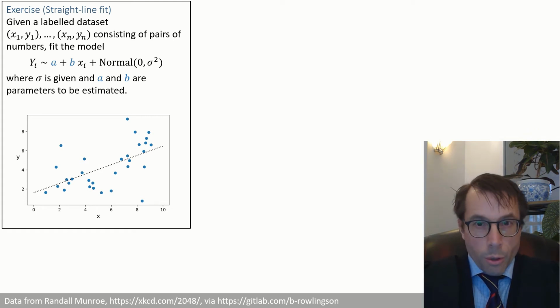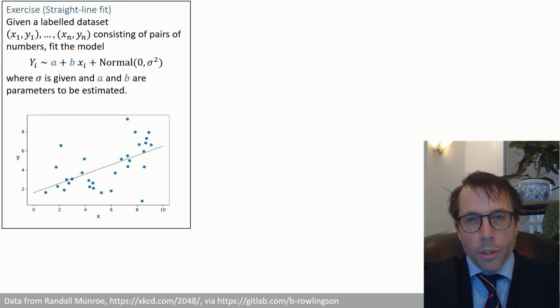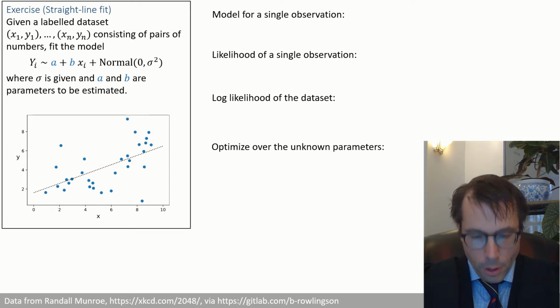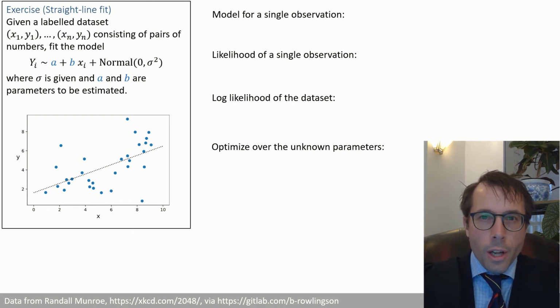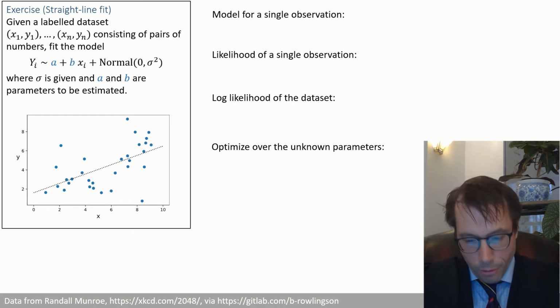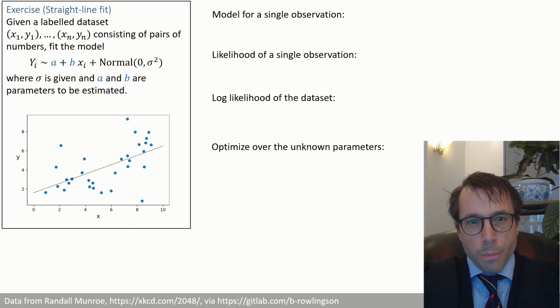There's no reason why we couldn't estimate sigma if we wanted to. It just happens that for this particular question, the question setter knows what sigma is, so we're going to treat it as a constant rather than as a parameter. And we'll follow the usual procedure. We write down the model for a single observation, then the likelihood function, then the likelihood or log likelihood of the entire data set, and then we optimize it.